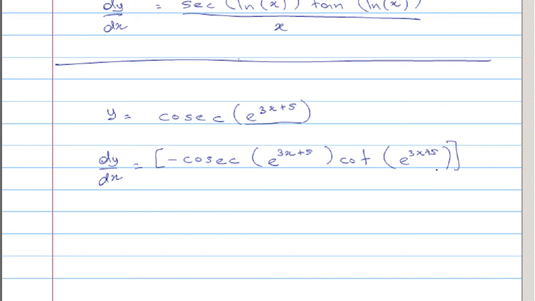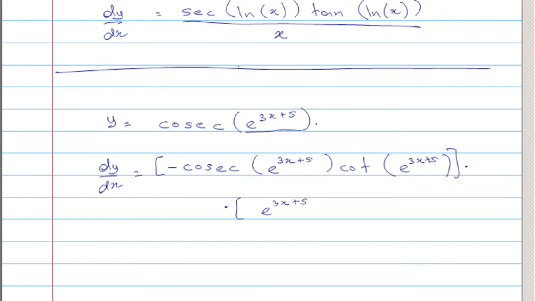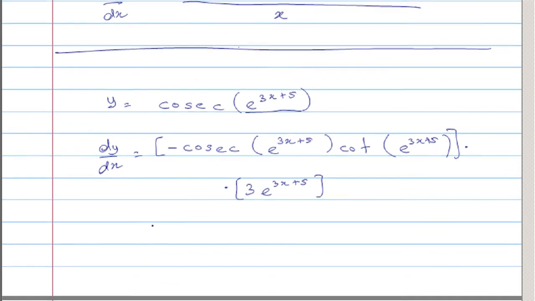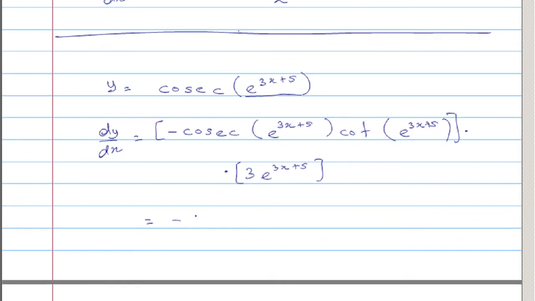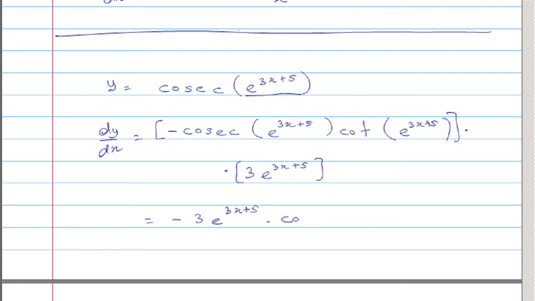Now the derivative of e to the power 3x plus 5, so I'll write that on the next line here. So I got to multiply all that by e to the power 3x plus 5. And from our video on differentiating e to the power x functions, we know that the derivative of e to the power x is e to the power x, but then I got to multiply it by the derivative of this power. So that is equal to 3. So in this case, my derivative will be, if I want to write it separately, minus 3 e to the power 3x plus 5 times cosec e to the power 3x plus 5 times the cot of e to the power 3x plus 5.